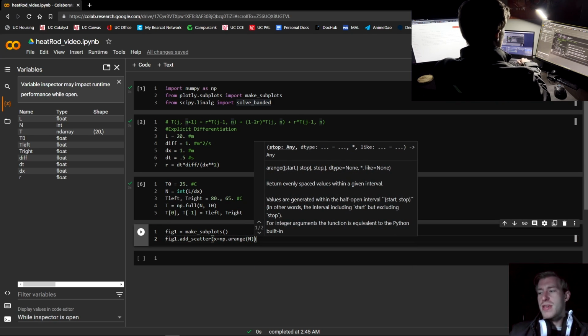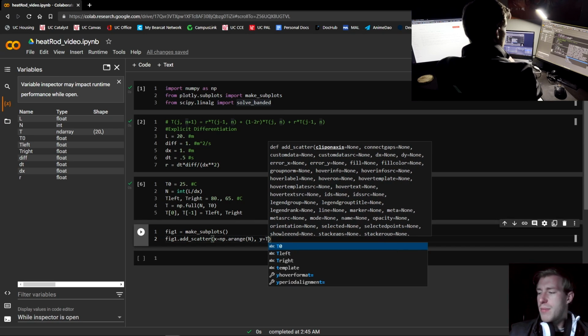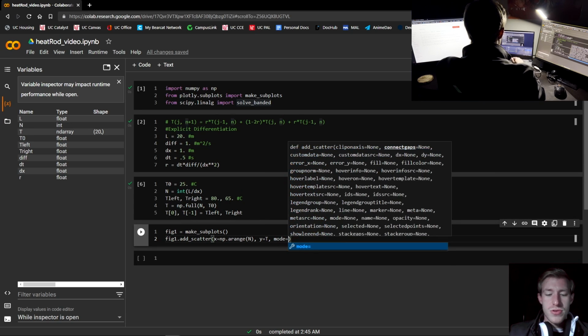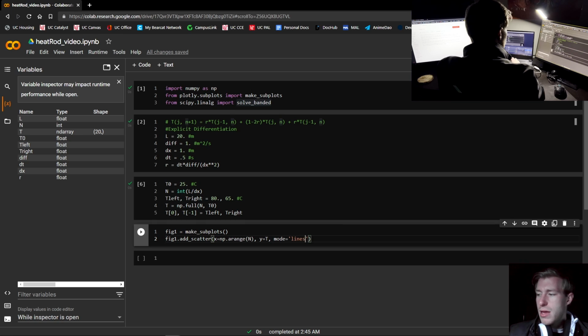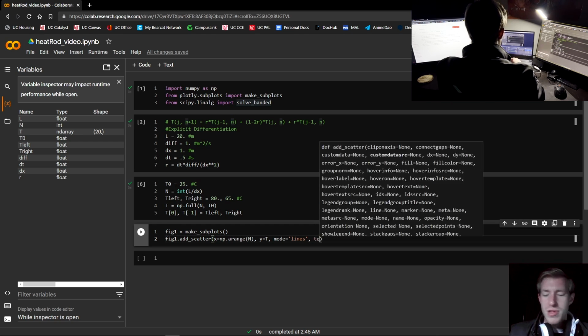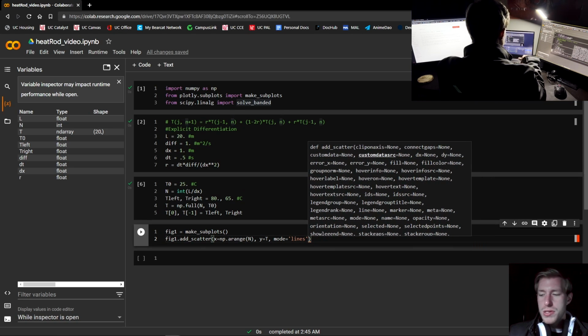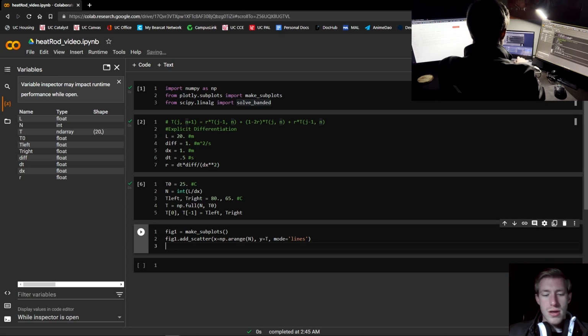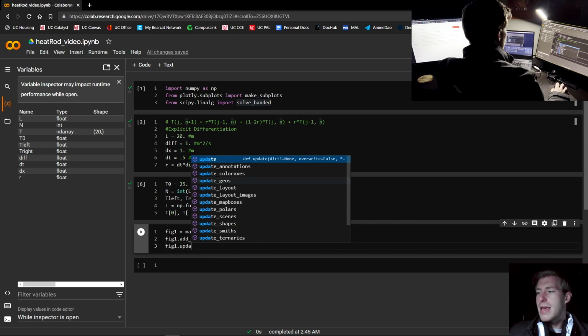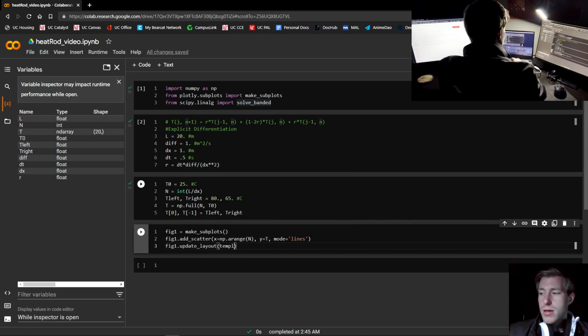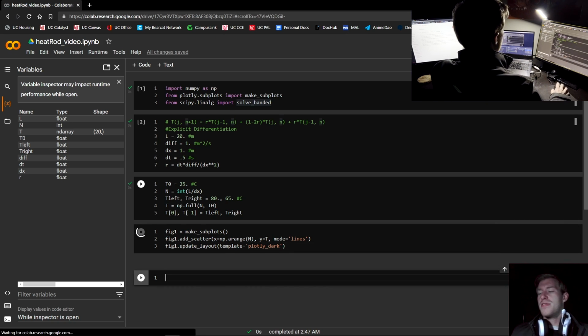Sorry, I had a little dust on my keyboard. And we want our y to be equal to our temperature, not t0, but our whole temperature array. And we're going to want our mode to be equal to lines. And then finally, can we set a template here? No, that's fine. Okay. So then all we're going to do is fig1 dot update layout to be template equal to plotly underscore dark, so that it doesn't burn my eyes in my dark bedroom. So we run this, and there you go.